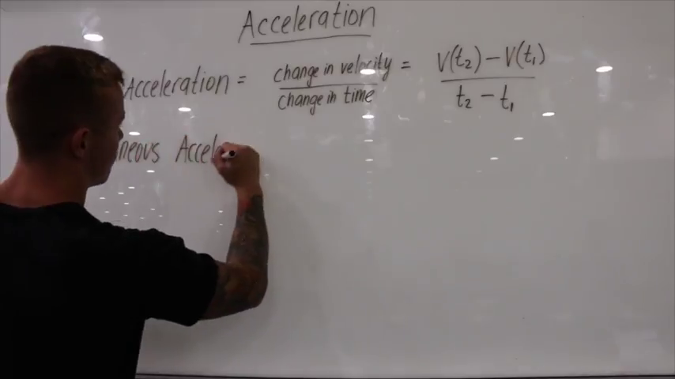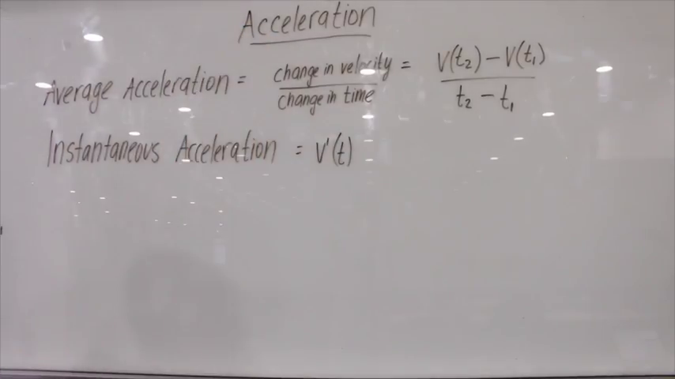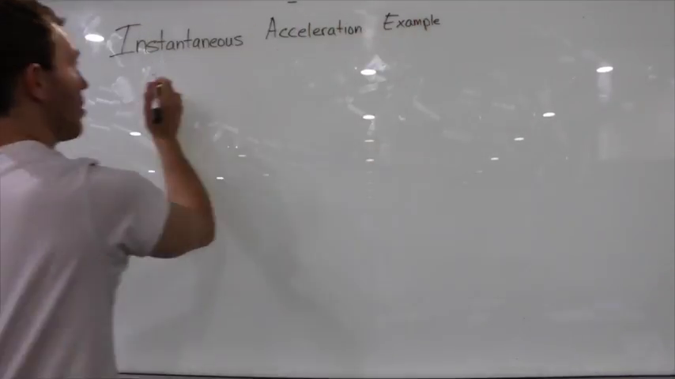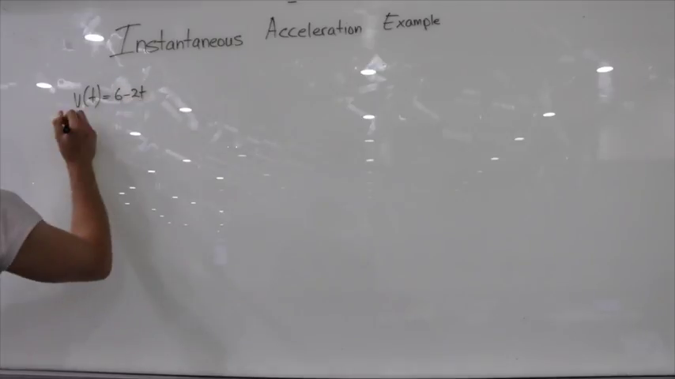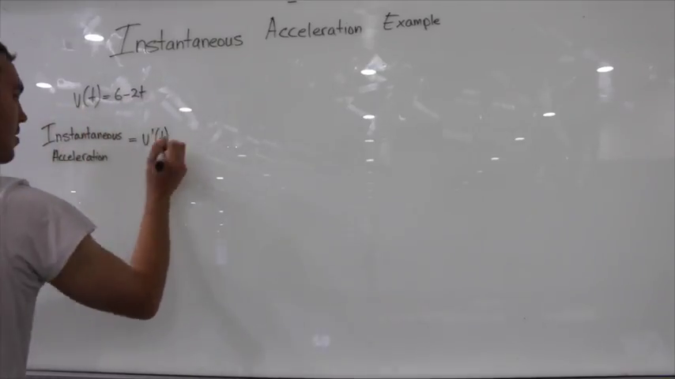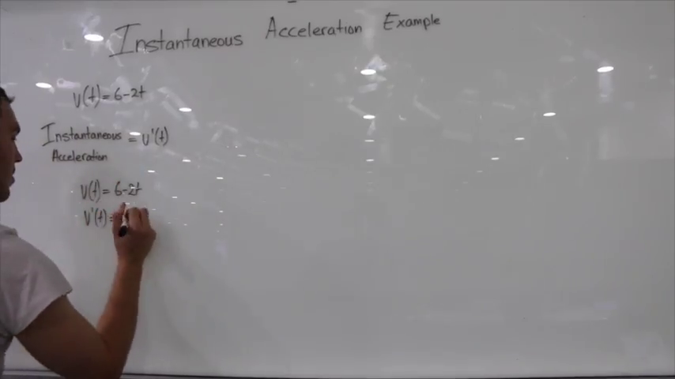Instantaneous acceleration is the acceleration of an object at a single point in time and is given by the derivative of velocity. Here we show an example given by the function v of t equals 6 minus 2t. To find instantaneous acceleration at a certain time, you must differentiate the velocity function. This gives an instantaneous acceleration of minus 2 meters per second per second.